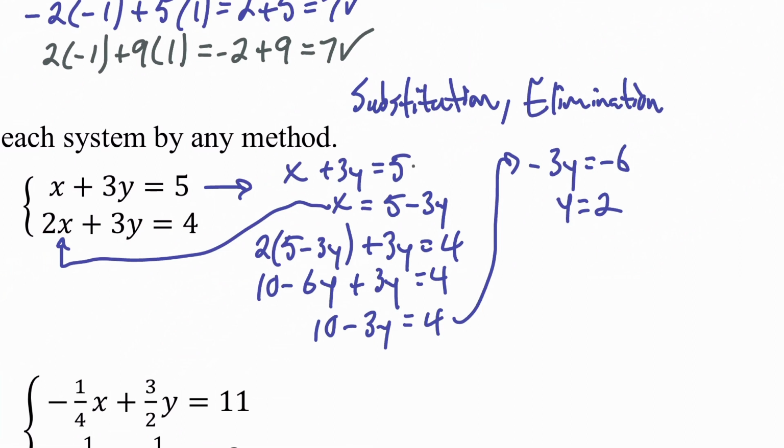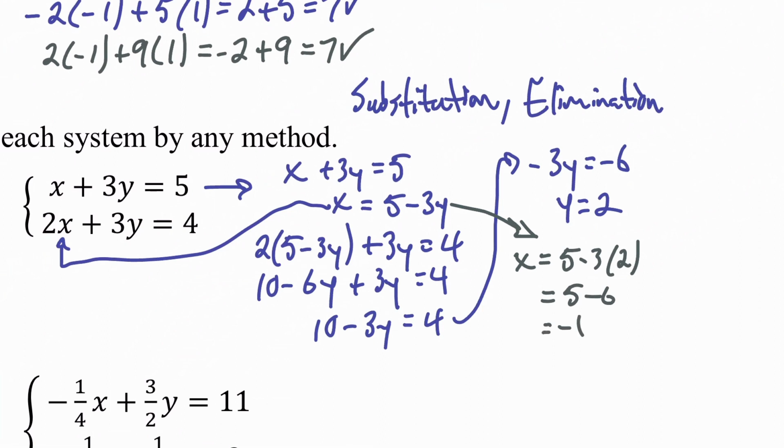So I'm going to plug in y equals 2. Oh, again, sorry, not that one. This one. So x equals 5 minus 3 times 2, so 5 minus 6. Oh, let's write that more neatly. 5 minus 6, so negative 1.